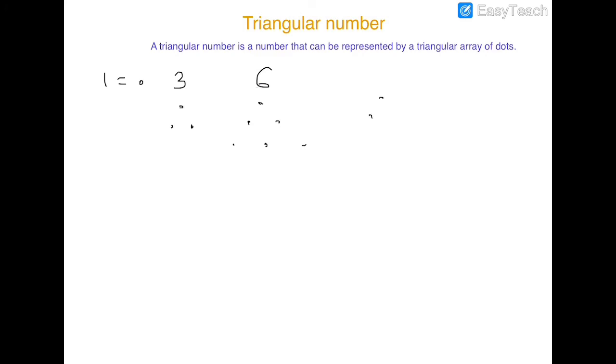Next, 1, 2, 3, 4, 5, 6, 7, 8, 9, 10. 10 is also a triangular number. 1, 2, 3, 4, 5, 6, 7, 8, 9, 10, 11, 12, 13, 14, 15. So 15 is also a triangular number. So whichever number we can represent as a triangular array of dots is called a triangular number.